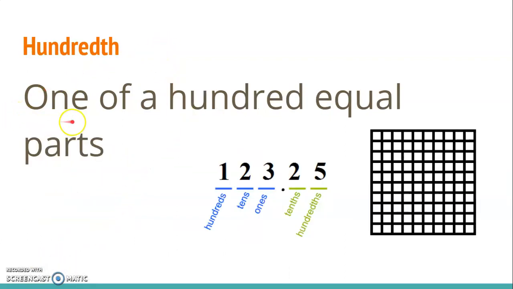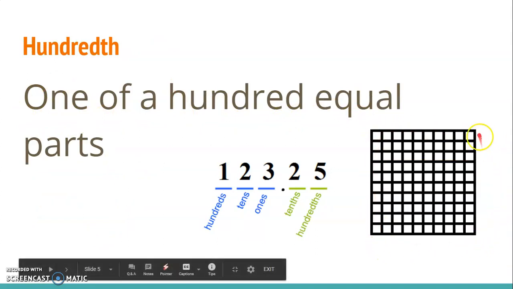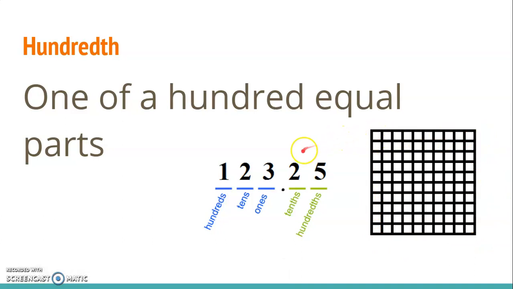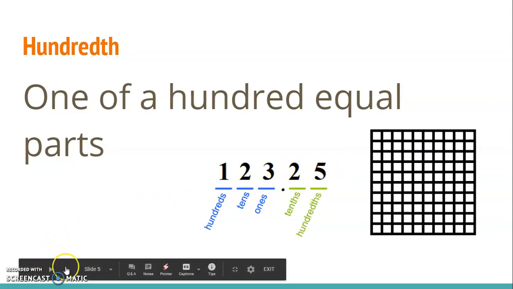Same with hundredths. It's one of 100 equal parts. So if this square is one whole, a hundredth is just one of these squares right here. That's a hundredth. And in this case, that's represented here by this 5. So this number is 123 and 25 hundredths, or 2 tenths and 5 hundredths.